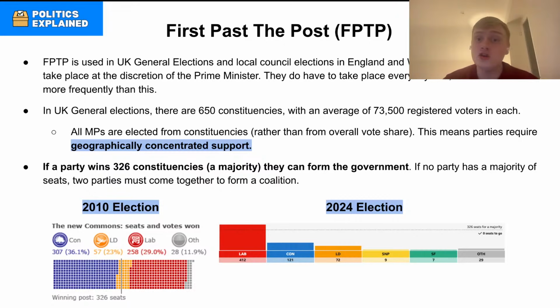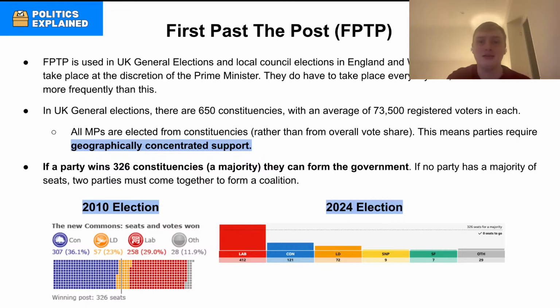First past the post is used in UK general elections and local council elections in England and Wales. In the UK, general elections are called at the discretion of the Prime Minister. They have to take place every 5 years, but they're often called more frequently than this when the Prime Minister wants to and when it's in their interest. There are 650 constituencies in UK general elections with an average of around 73,000 votes in each. And all MPs are elected from their constituencies. So the overall vote share across the country doesn't matter. All 650 MPs represent a constituency.